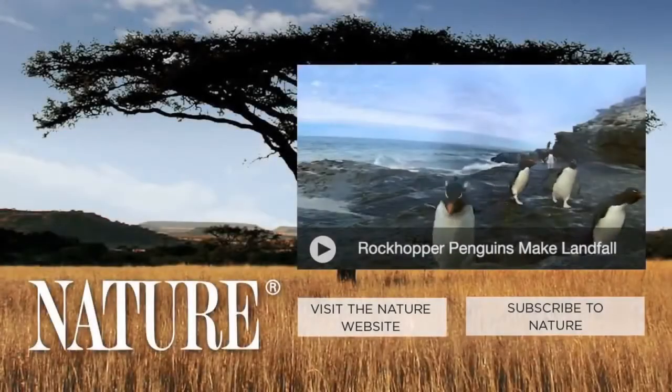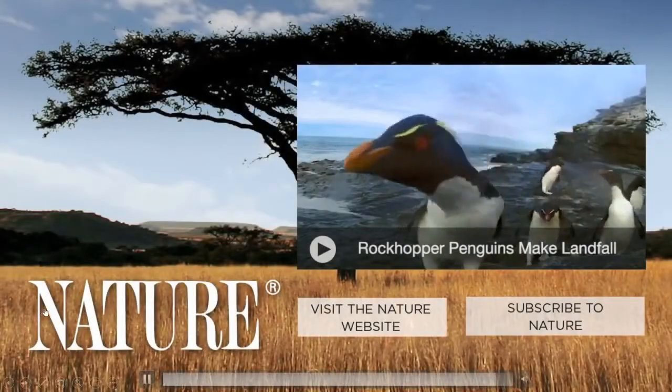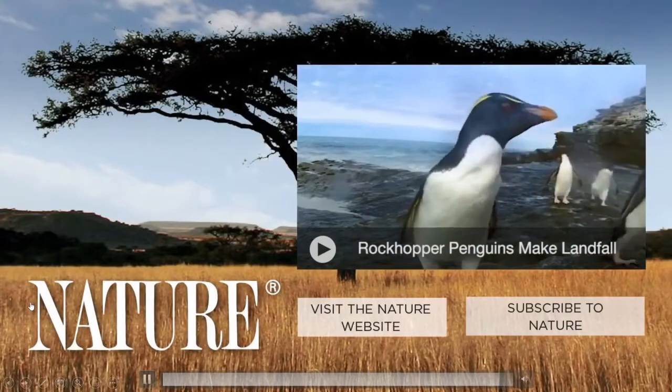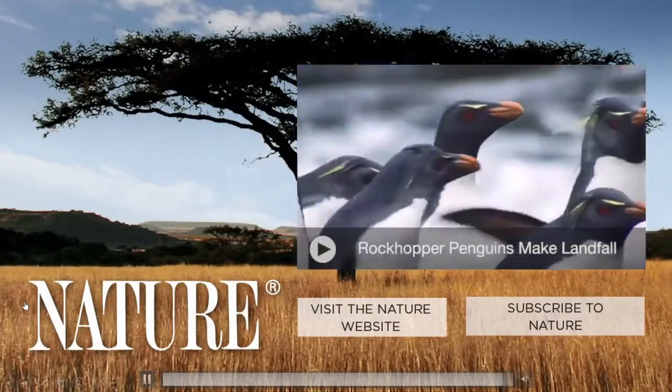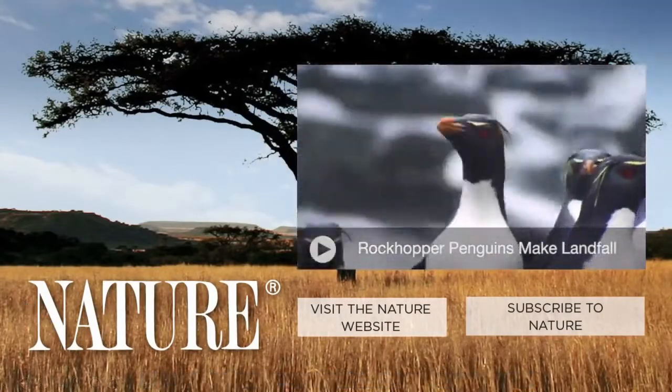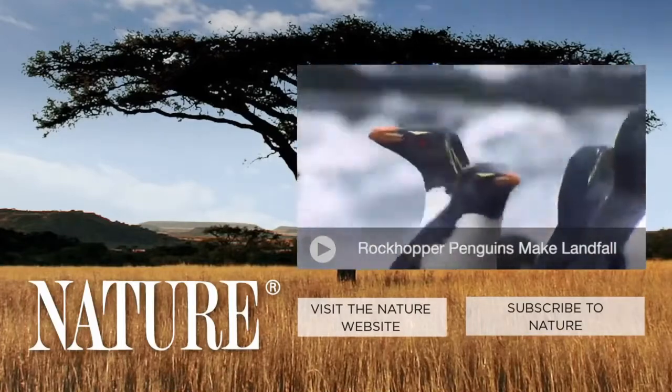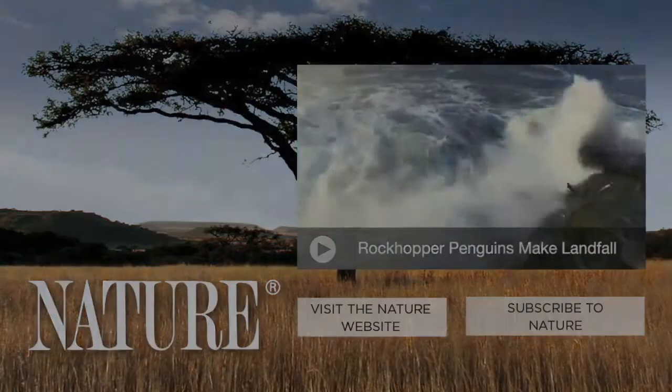Rockhoppers are spirited characters, tough, irrepressible, with a reputation of never giving up. It's just as well. As soon as they're ashore, the waves reclaim them.